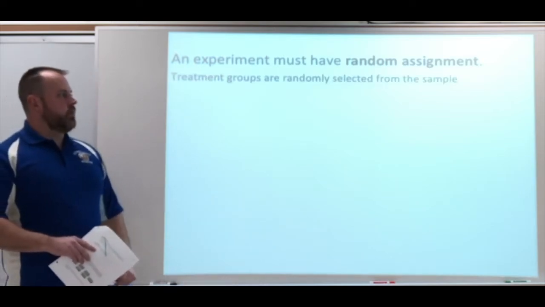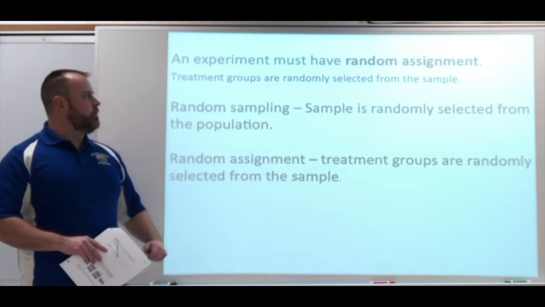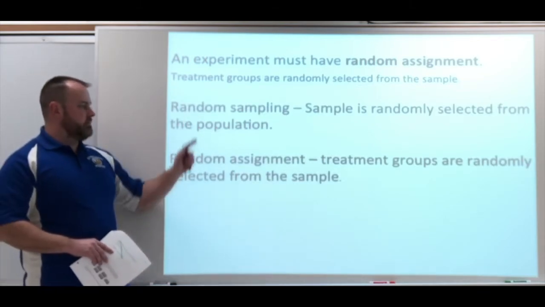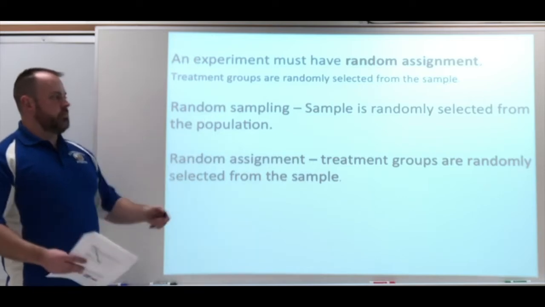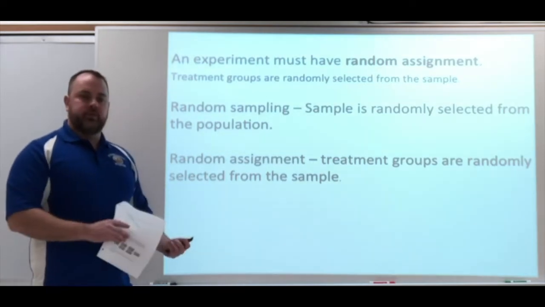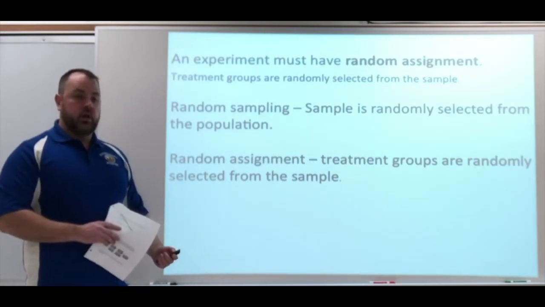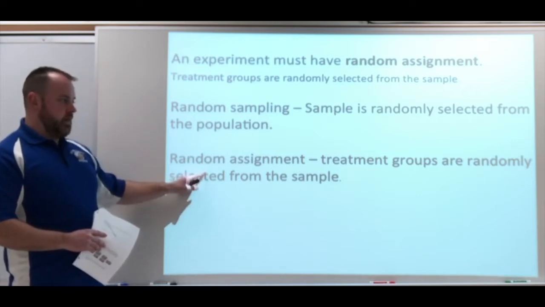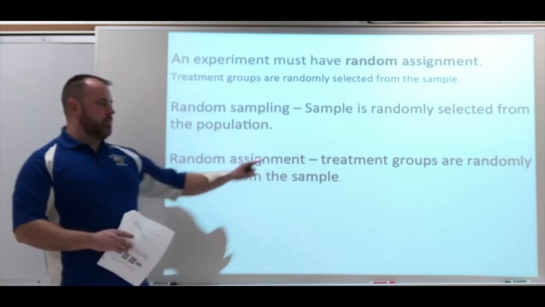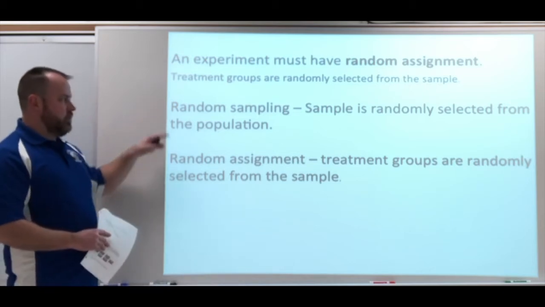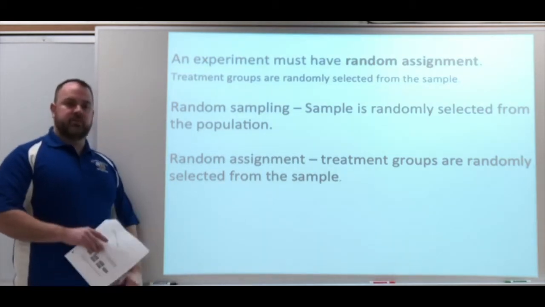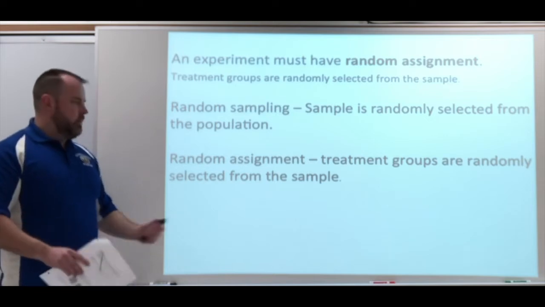Okay? Treatment groups are randomly assigned from the sample, and when you have random sampling and random assignment, there is a difference between the two. Random sampling is when you are selecting your observational units from the population. Okay? The random assignment though, random assignment is when they're being placed into the treatment groups randomly. Okay? So please make sure you note there is a difference between random sampling and random assignment.